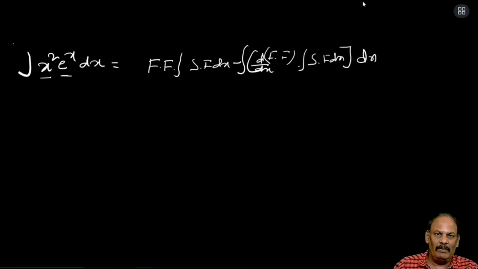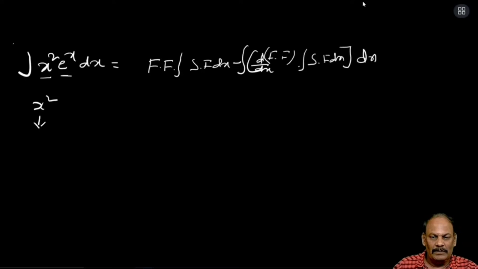Since two functions are there, we are choosing one function as the first function and the other as the second function. Here the only problem will come: which function we have to choose as the first function, and which is the second function. If you find the first function, automatically the second will be the second function. For that reason, I will tell you some trick. Here, first function is what? X square.